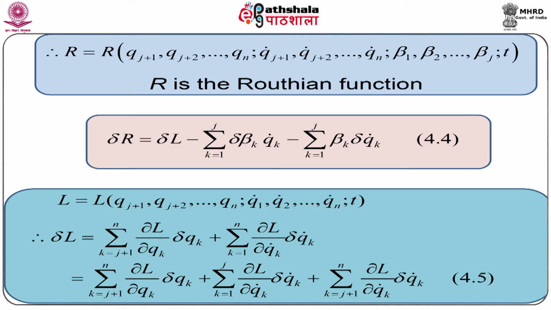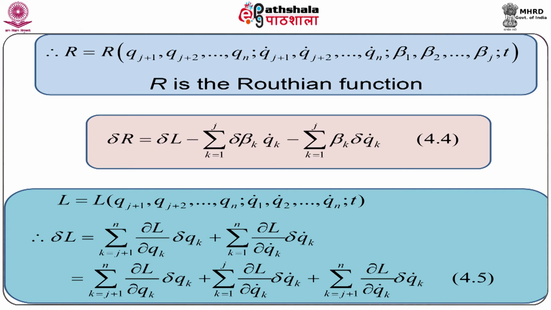Now, the Lagrangian L is a function of generalized coordinates q j plus 1, q j plus 2 and so on up to qn, generalized velocities q1 dot, q2 dot up to qn dot and time t. So, delta L can be written as summation over k, k varying from j plus 1 up to n, del L del qk into delta qk, plus summation over k, k varying from 1 to n, del L del qk dot into delta qk dot.